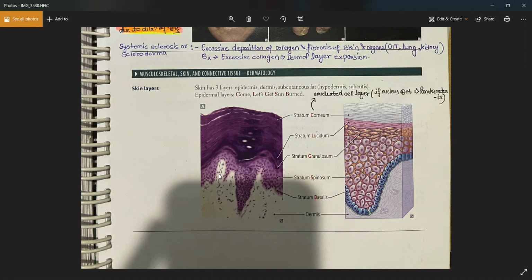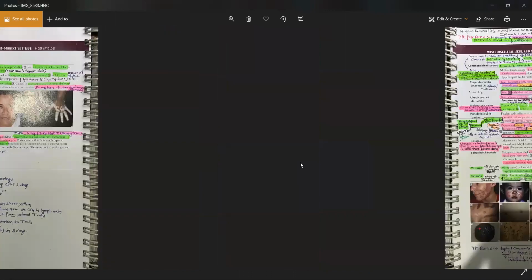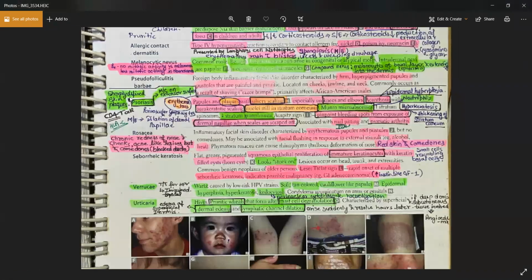what kind of necrosis? What kind of necrosis do you get in the abscess? Liquefaction? Exactly. Okay. So that's when you get those micro abscesses. Okay. So that's psoriasis.